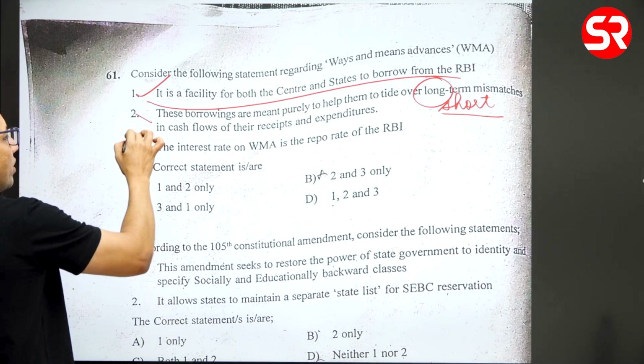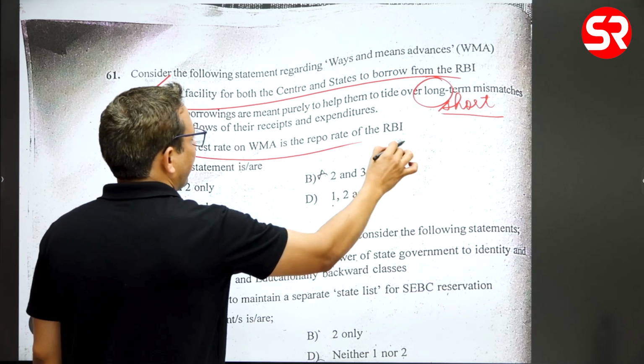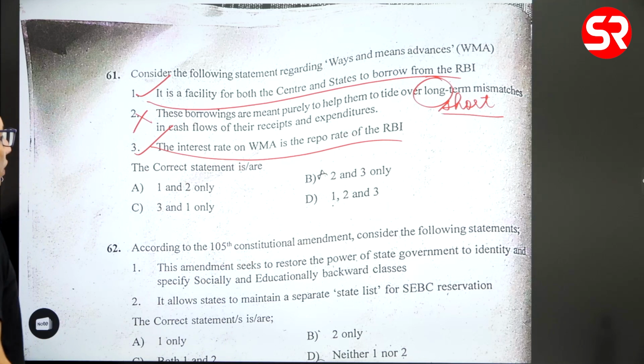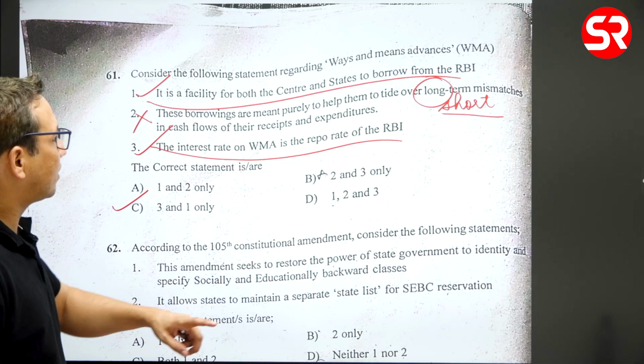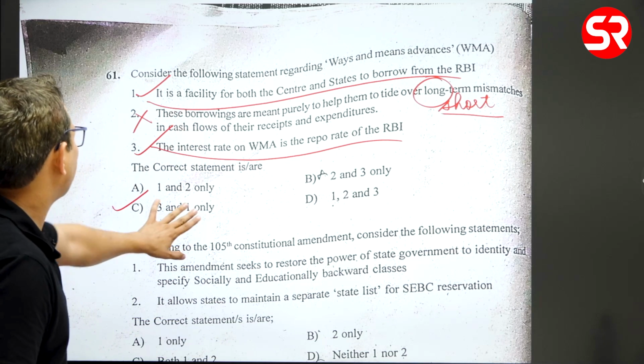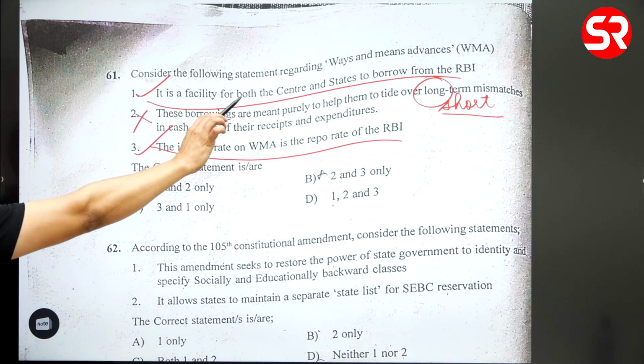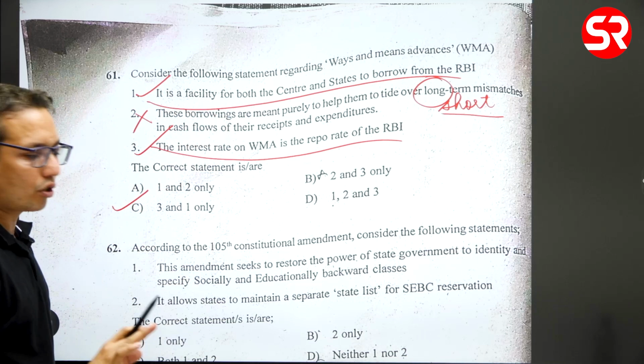The interest rate on WMA is the repo rate. This statement is correct. So 1 and 3 are correct. Answer is C. Key is giving some other answer, but that is wrong. 1 and 3 is the correct answer because it's not for long-term mismatch. It is for short-term mismatch. All right.